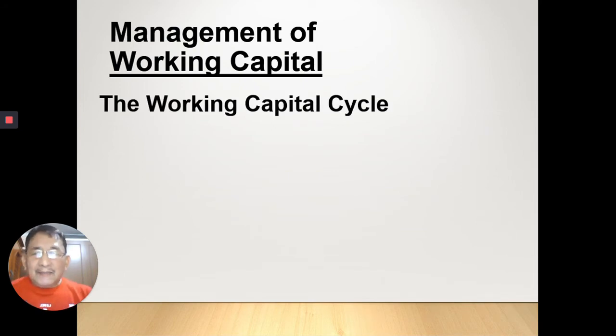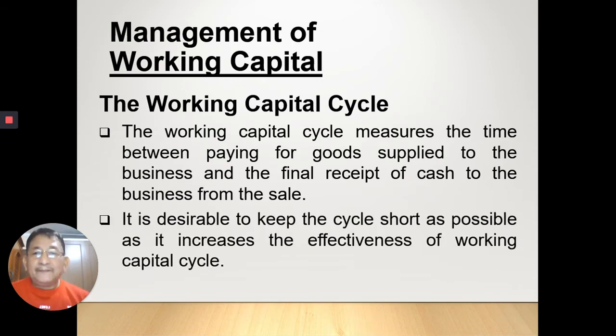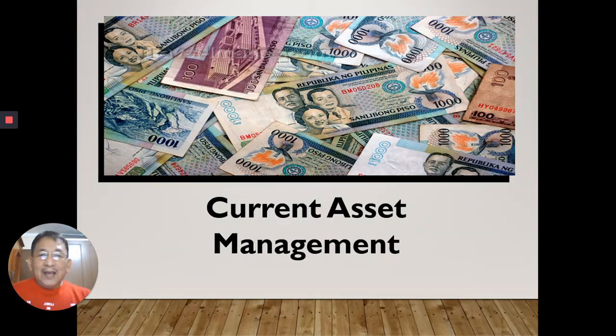Working capital cycle. The working capital cycle measures the time between paying for goods supplied to the business and the final receipt of cash to the business for sale. So it is desirable to keep the cycle as short as possible as it increases the effectiveness of the working capital cycle. So, how do we manage current assets?